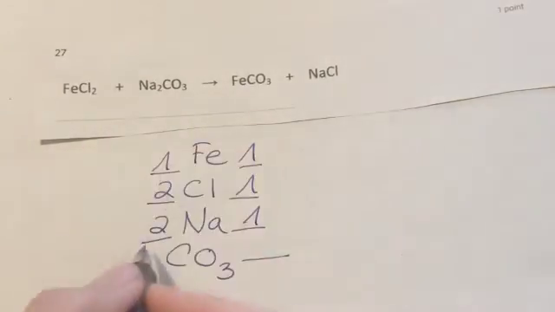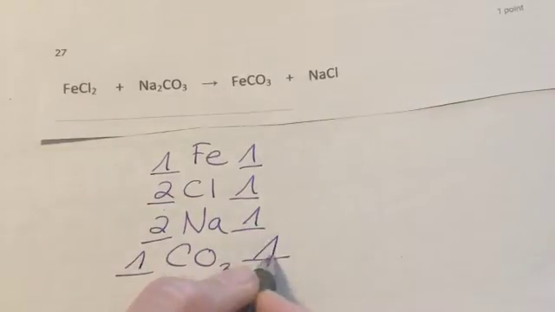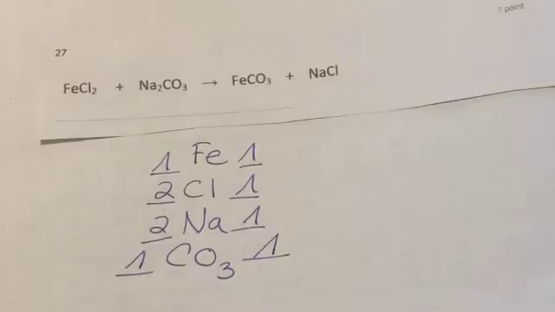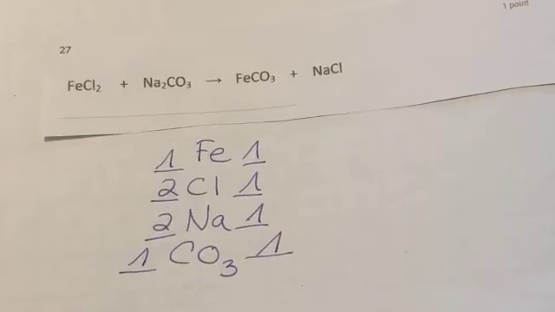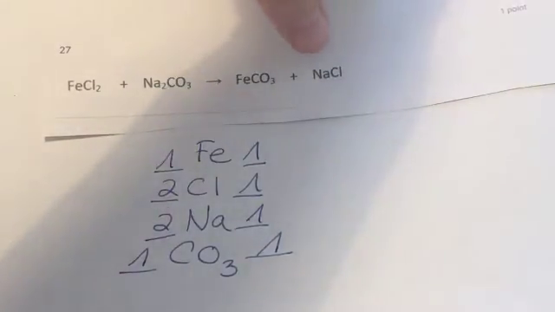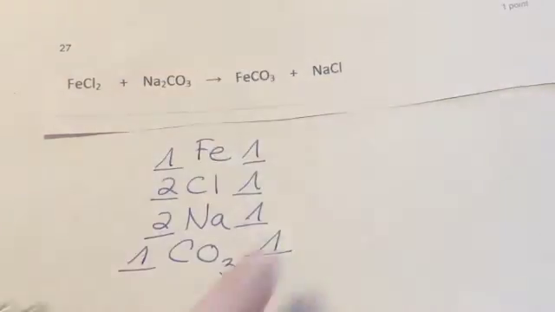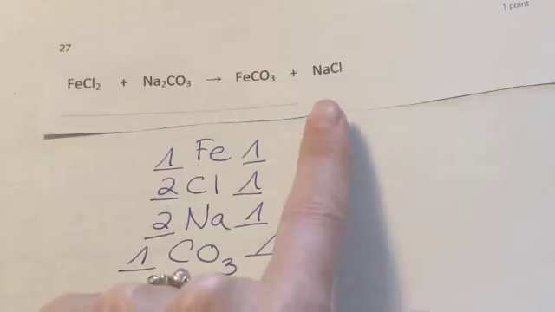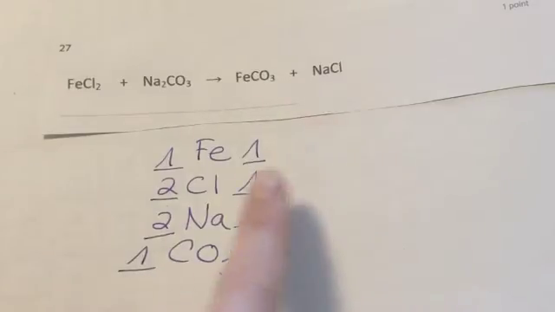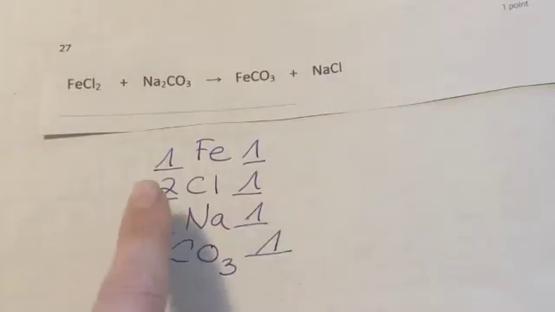We've got 1 carbonate, or in this case I'm just going to call it CO3. We've got 1 CO3 and 1 CO3. So you can see that it is not balanced. Then we need to think, what number can we put in front of this side? We have to choose the side where we have the lesser number of atoms. So here we have fewer chlorines than we do on this side.